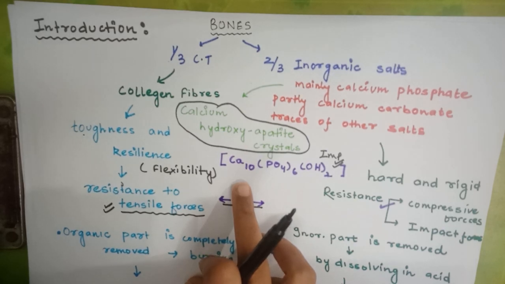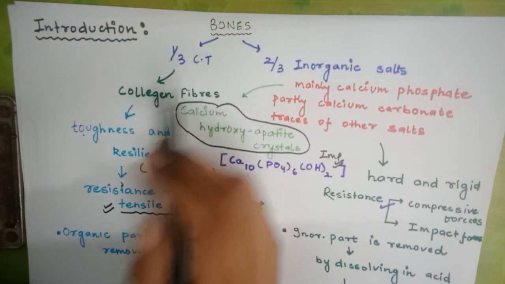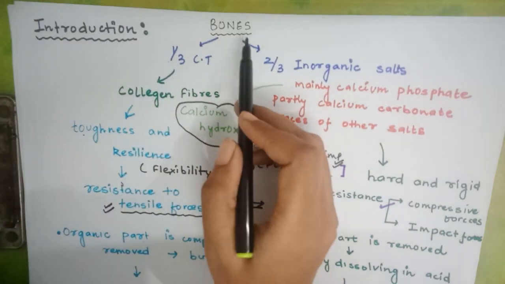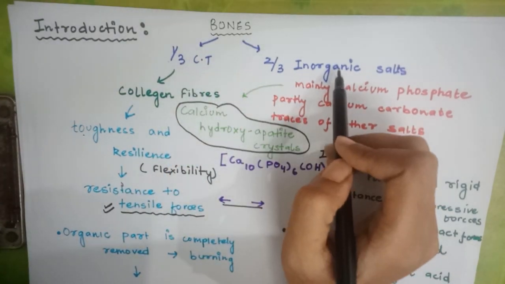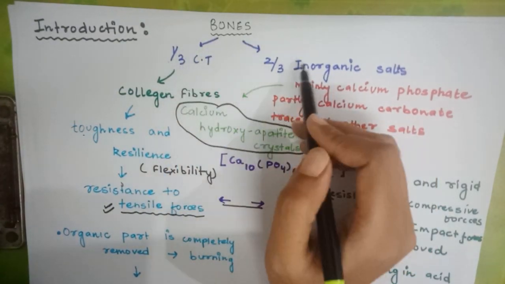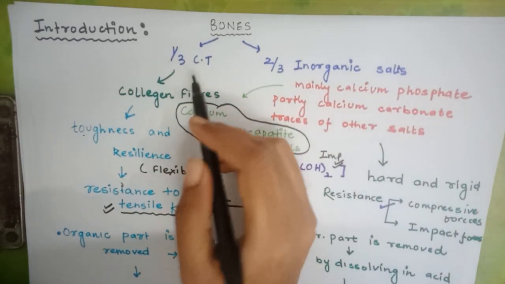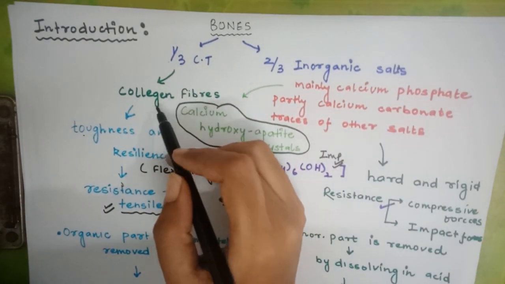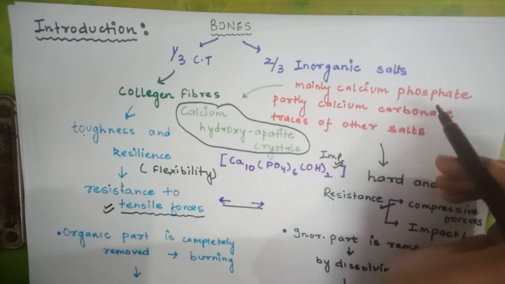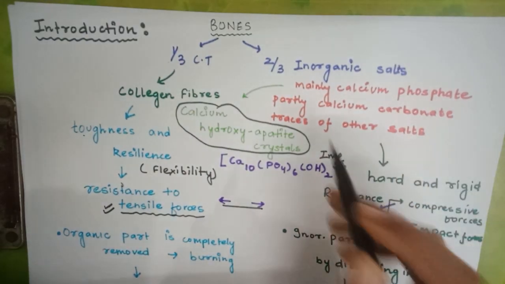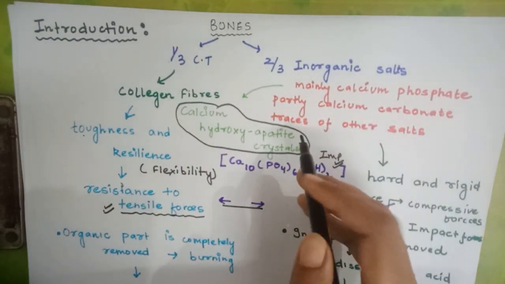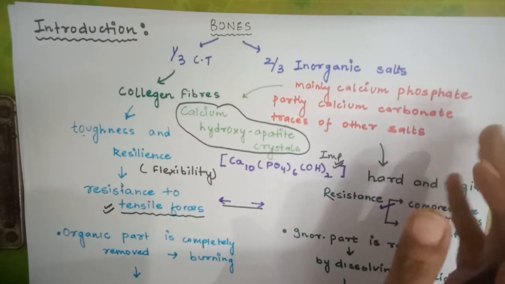So we have finished the composition of bone. How are bones made up? Bones are made up of an organic part and an inorganic part. 1/3 is the organic part and 2/3 is the inorganic part. The organic part is made up of collagen fibers and the inorganic part is mainly made up of calcium phosphate, partly by calcium carbonate, and in traces other salts are also found.